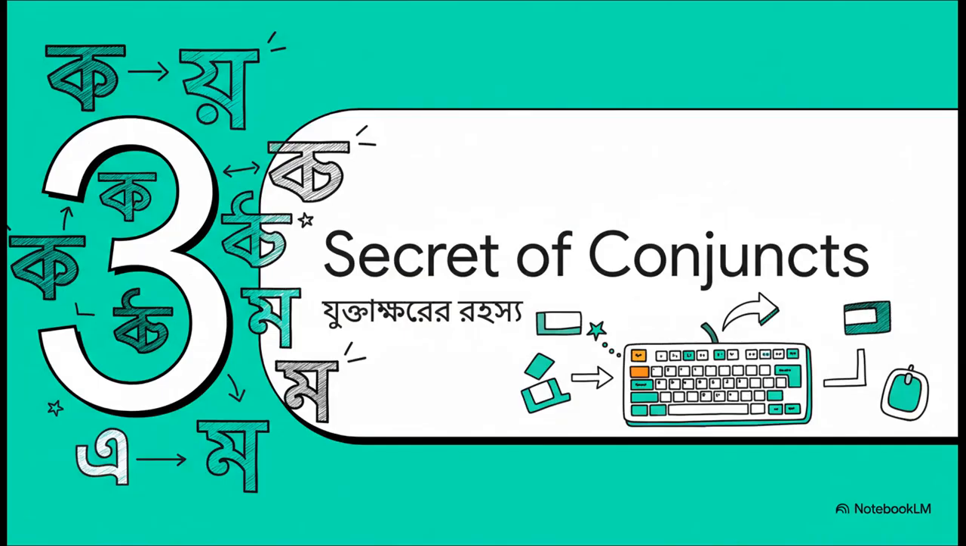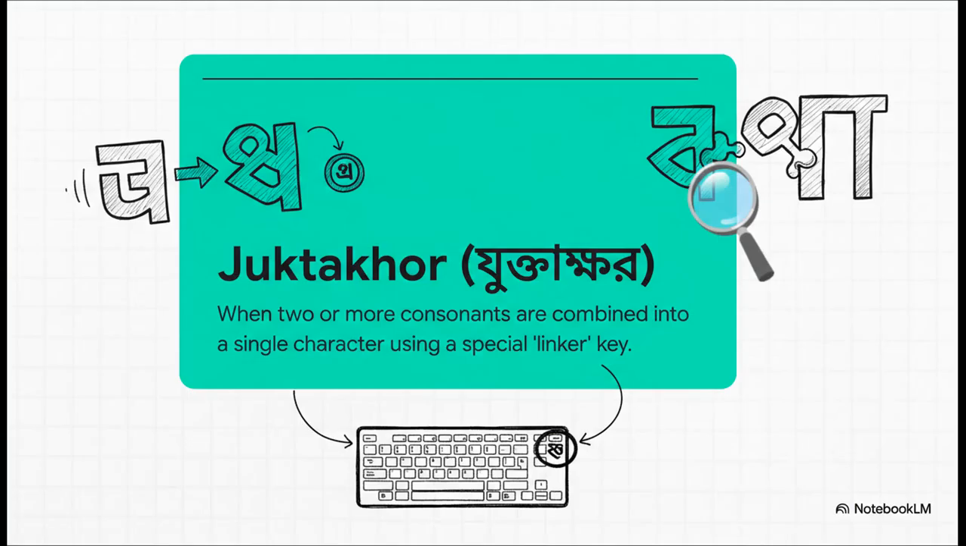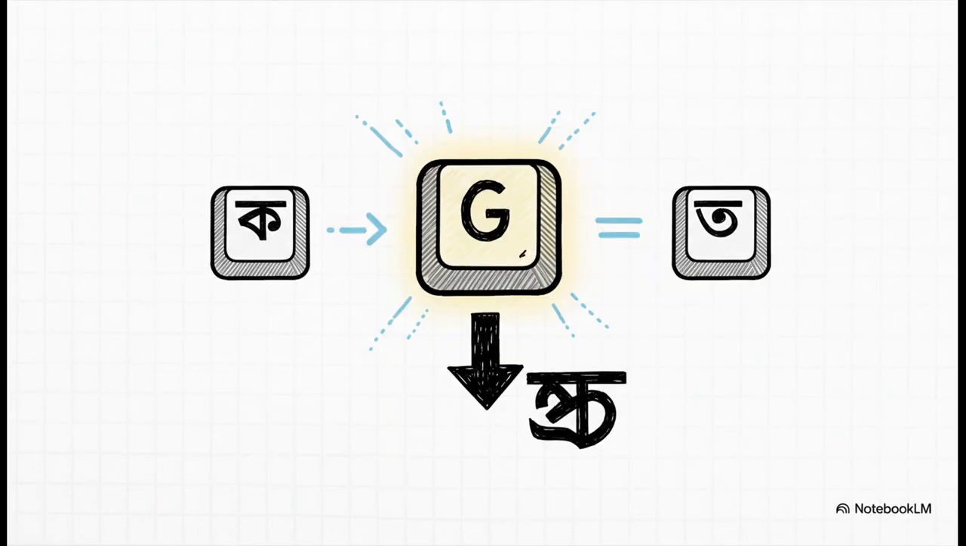Okay, this right here is the most important part of our whole guide. We're about to unlock the secret to typing combined letters, or juktokor. These are the conjunct characters that are absolutely essential to writing Bengali correctly. So what even is a juktokor? Well, it's really just when you squish two or more consonants together to form one brand new character. And to do this, you need a special key that basically acts like glue, a linker key. And that magic linker key is the G key.